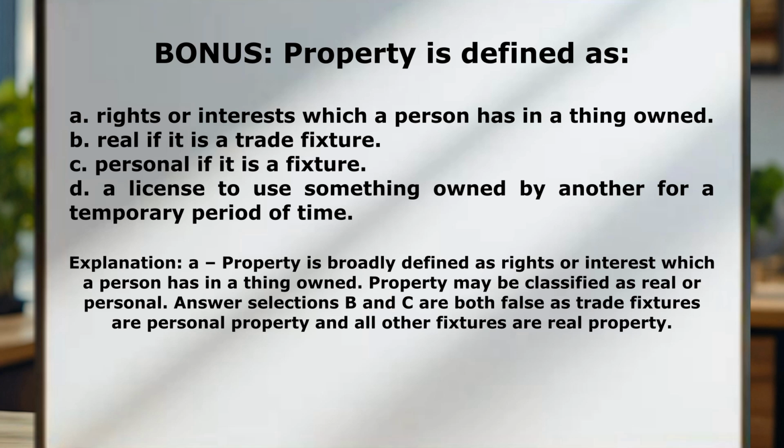Answers B and C are just wrong. So the answer is A: rights or interests which a person has in a thing owned. Perfect. Now that we're done with this section, let's move on to the next.